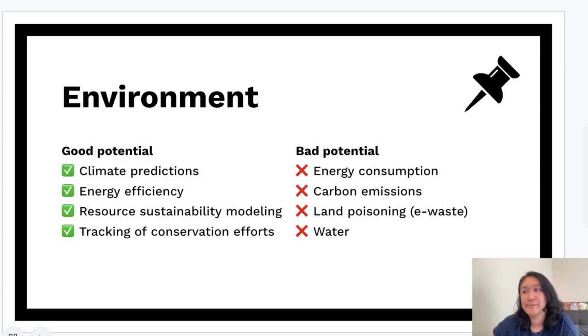All right. Environmental impacts of Gen AI. Good potential, bad potential. It could be good for things like climate predictions, so big changes in large data sets over time. It could be great at that. Could be good at energy efficiency in its calculations. So, if you have a smart thermostat, what could your energy usage be based on the weather patterns in your area?